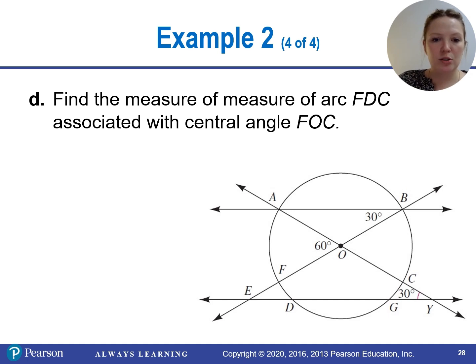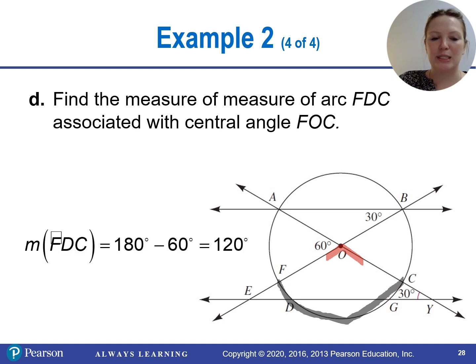Then we can also ask about arc FDC. So arc FDC is going from F to C through D. So this is associated with the angle FOC. So we need to find that angle measure, which I just said on the last slide was 120.